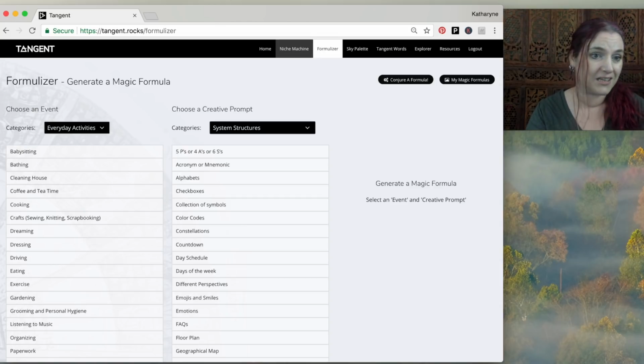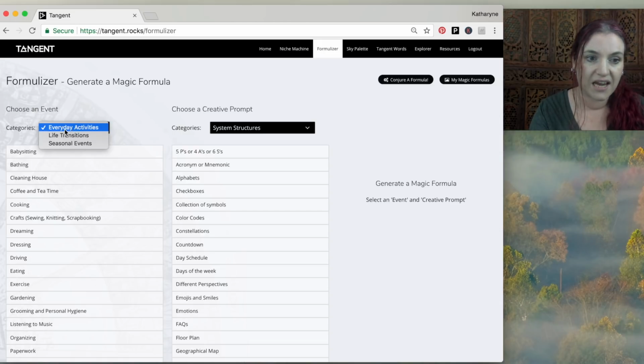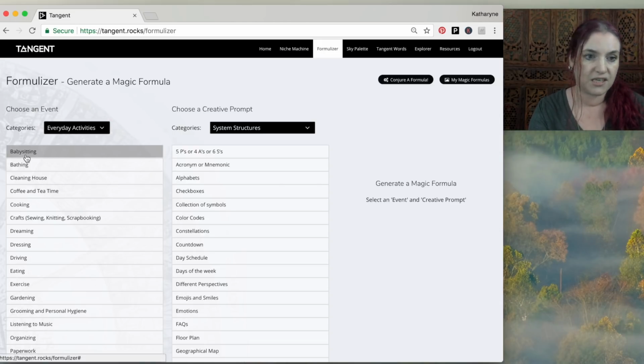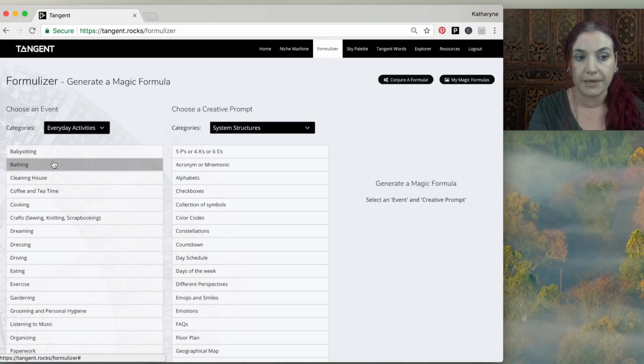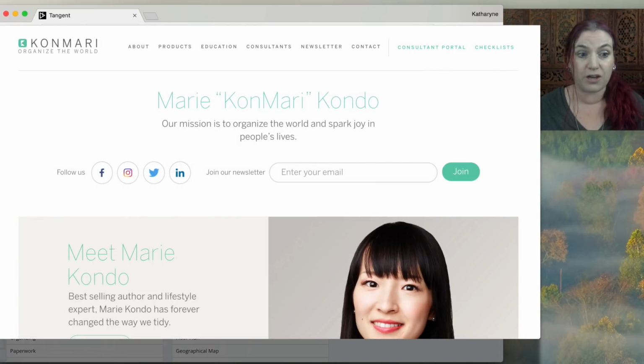So what I've done in the Formulizer is we have, first of all, a list of categories. Think of these maybe as niches, things like everyday activities, life transitions, and seasonal events. So for example, everyday activities are things like babysitting, cleaning the house, and KonMari would be a great example of a system for cleaning house. And again, it's very, very simple.